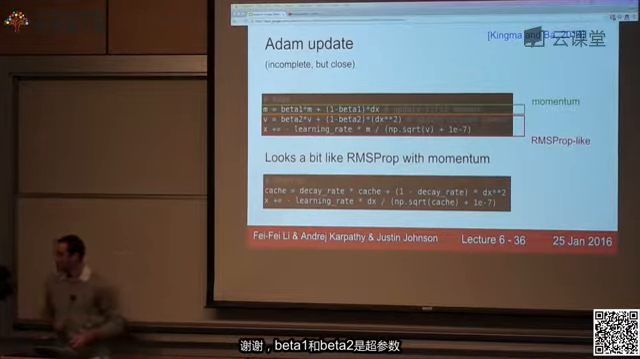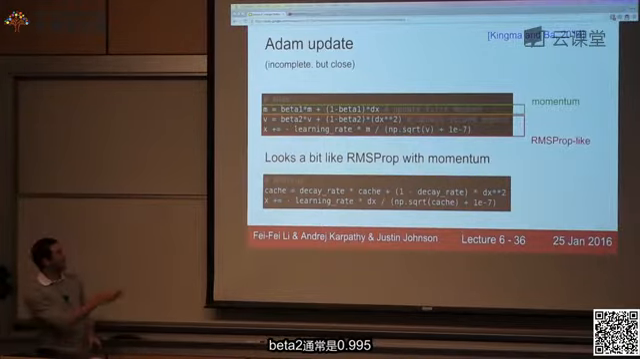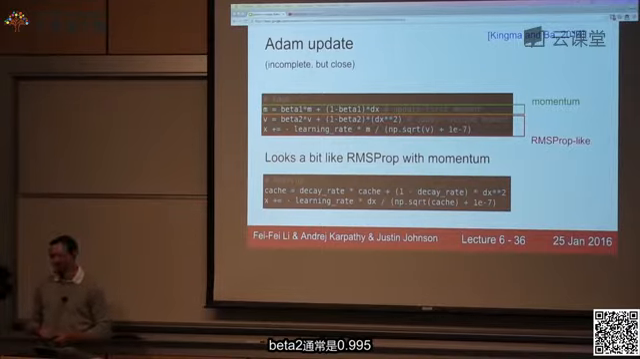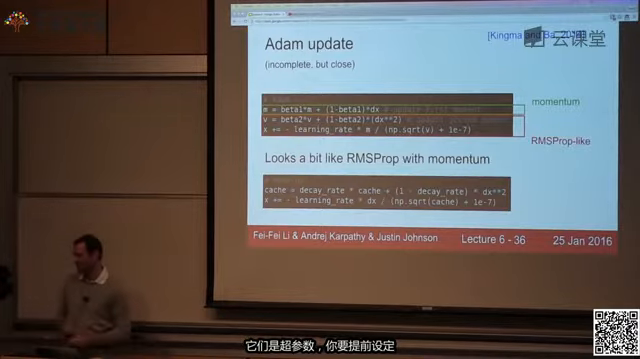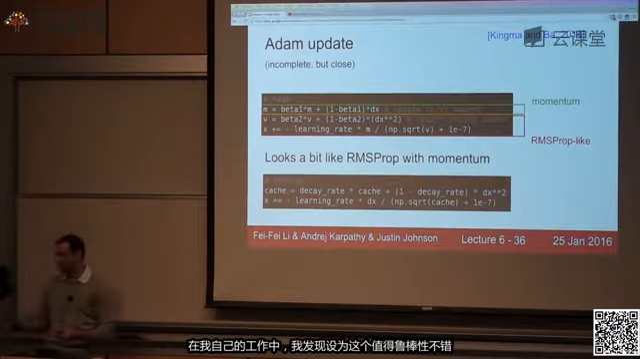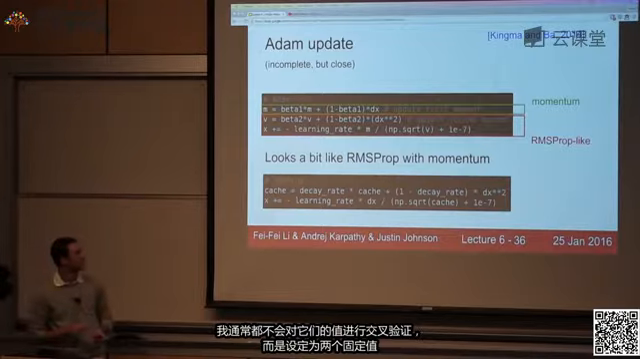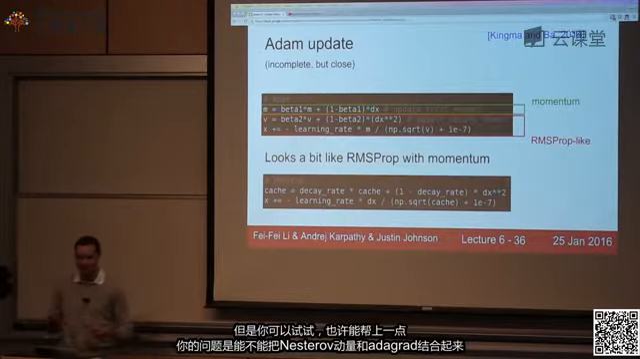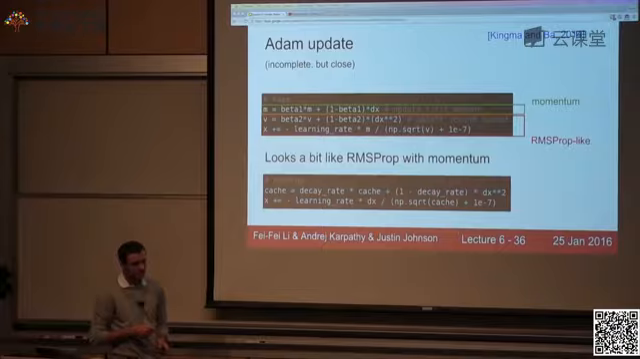So how do you decide on beta 1 and beta 2? Thank you. Beta 1 and beta 2 are hyperparameters. Beta 1 is usually 0.9, beta 2 usually 0.995, somewhere there. You have to cross-validate over it. In my own work, I found that these are relatively robust settings. I don't usually end up cross-validating these. I just set them to fixed values. But you can play with those a bit, and sometimes it can help you a tiny bit. Okay? Cool. Go ahead.